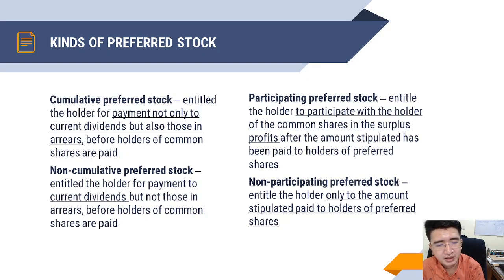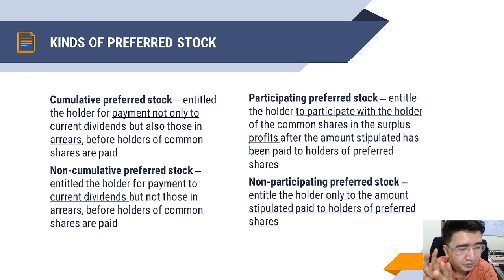Kinds of preferred stock. You have cumulative preferred stock and non-cumulative preferred stock. When we say cumulative preferred stock, cumulative, ibig sabihin, nag-accumulate siya. The holder is entitled to payment not only of current dividends but also those in arrears before holders of common shares are paid. Meaning, let's say for example, year 1, year 2, year 3. Okay? Year 1, hindi nag-declare ng dividend si corporation. Okay? So may arrears doon. Year 2, ganun din. Year 3, saka lang nag-declare.